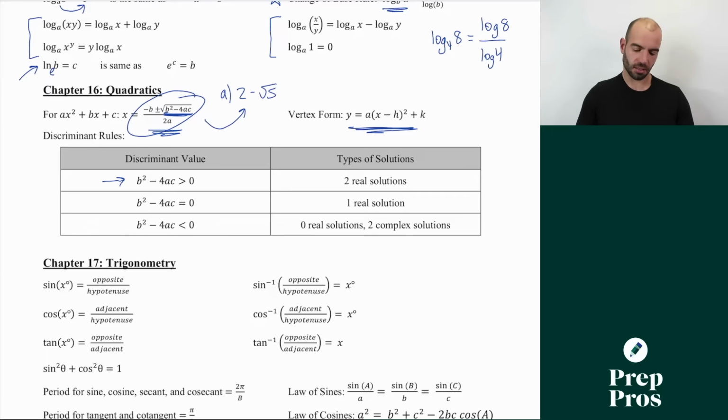So if b squared minus 4ac is positive, we always have 2 real solutions, because in the quadratic formula we get the plus and the minus. If it's equal to 0, we have 1 real solution. If it's negative, we have no real solutions, or 2 complex solutions.